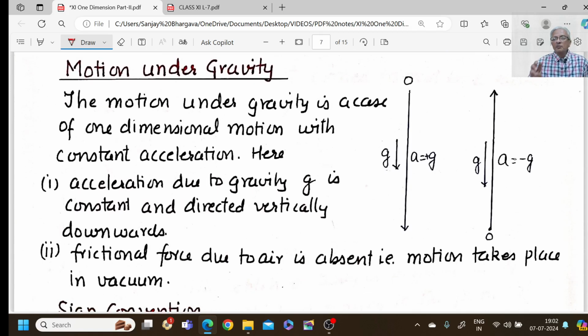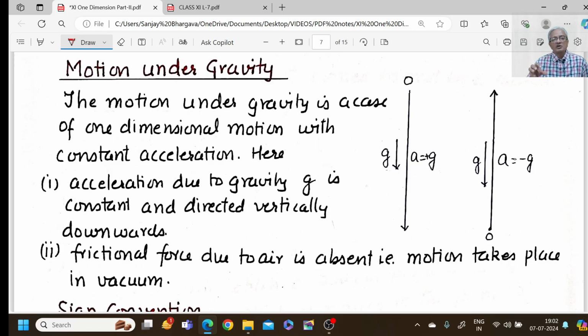So these are four important results. v is equal to u plus at, s would be equal to ut plus half at square, v square would be equal to u square plus 2as, Snth would be equal to u plus a by 2 into 2n minus 1. Which would be utilized under various situations to handle the practical and numerical problems.